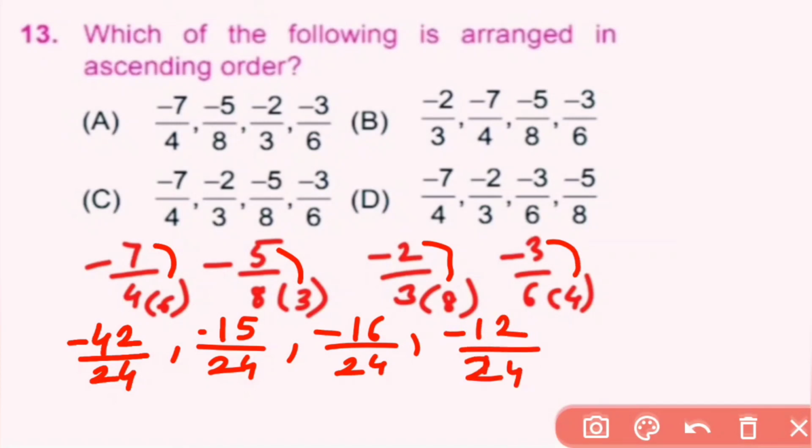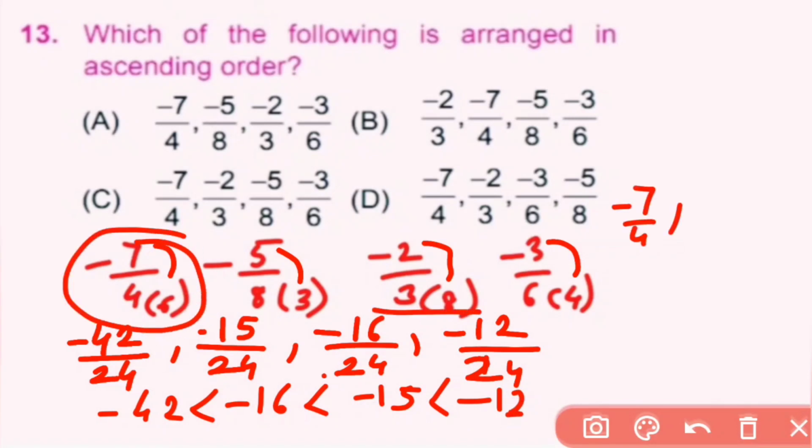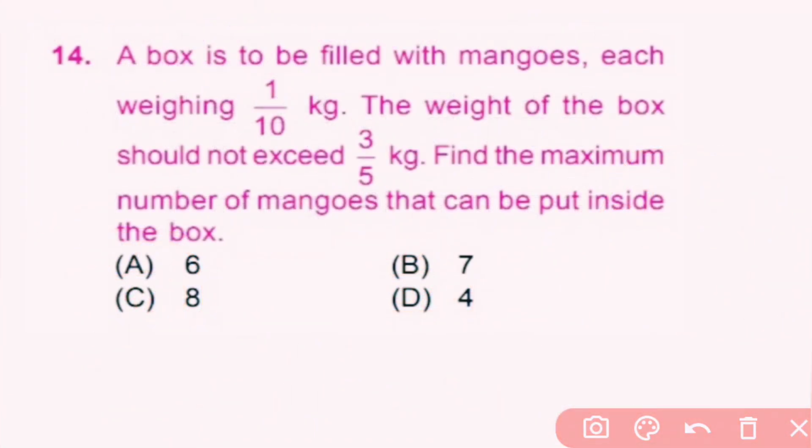Now ascending order means small to big numbers. So in negative integers, the correct ascending order is minus 42, then minus 16, then minus 15 and then minus 12. So first this will come, then this will come, then this and last this. So this one is the correct ascending order. C is the correct answer.